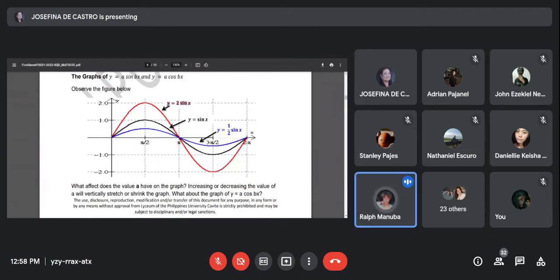Ma'am, try lang. Sige po. Yung nagbabago po dun sa graph is yung height nila. So, I think po yung number doon sa harapan or yung A po is nagko-correspond po doon sa height ng magiging curve. Opo. Correct ka po.